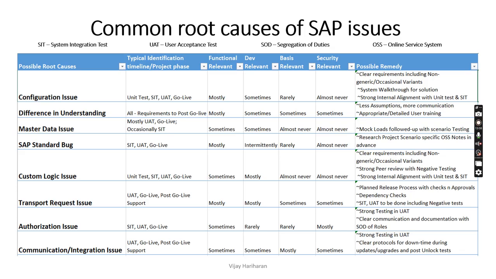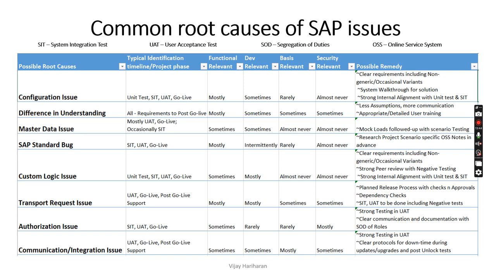Transport request issue, again, something, if you have been a consultant for some time, you understand there are transport requests that are missed to be released from either development to quality or quality to production, or the dependency is not tracked. This can be revealed during user acceptance test, go live, post go live support, even during system integration test, I would say sometimes, where the transport request is missing or has failed and nobody really checked it.